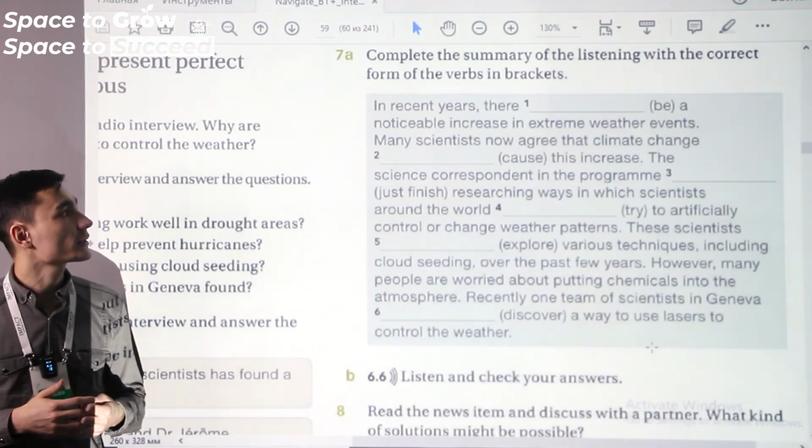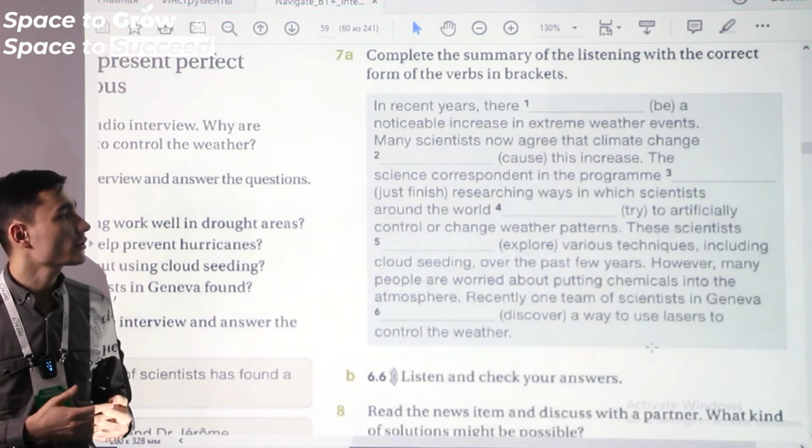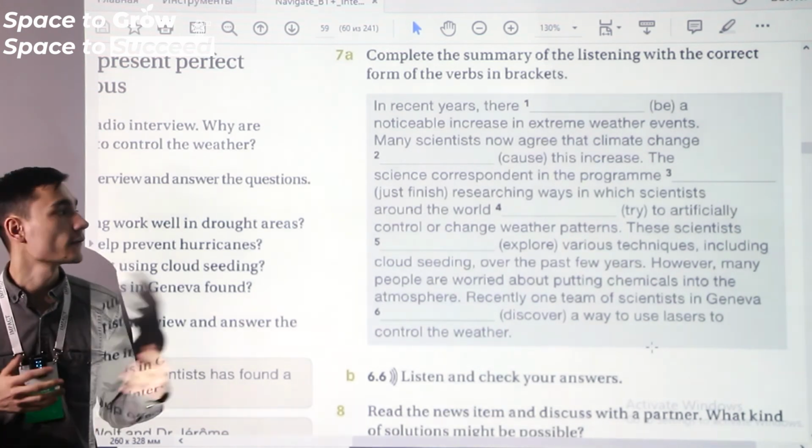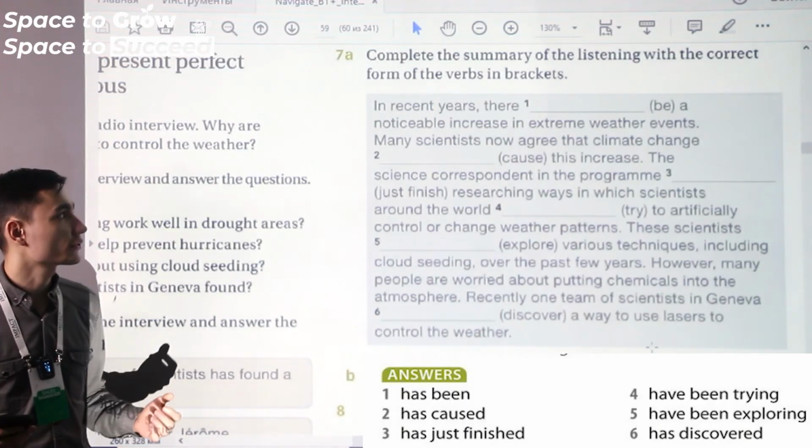Exercise 7A. Complete the summary of the listening with the correct form of the verbs in brackets. Pause the video and do this exercise on your own and fill the gaps that are given here. If you have finished, let's check the answers together.